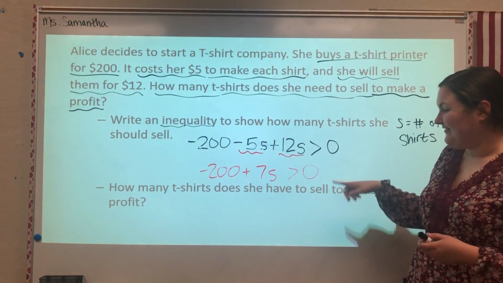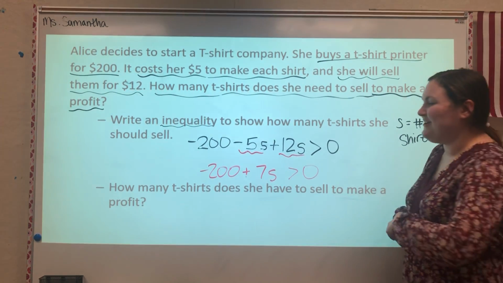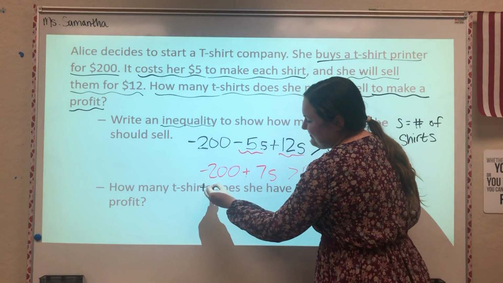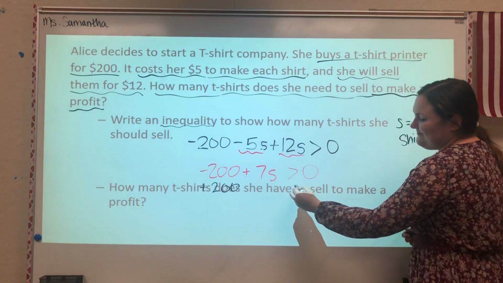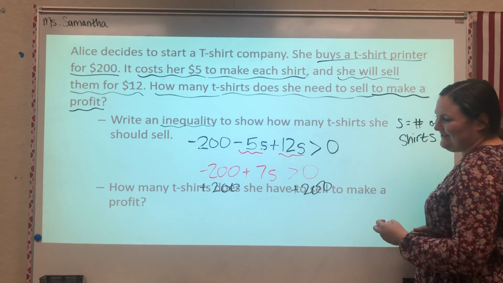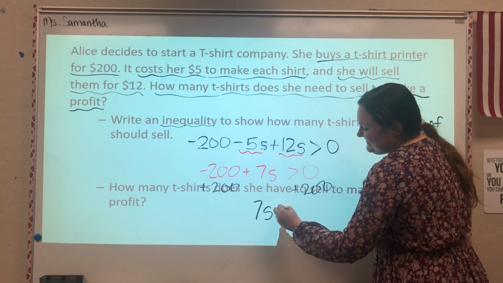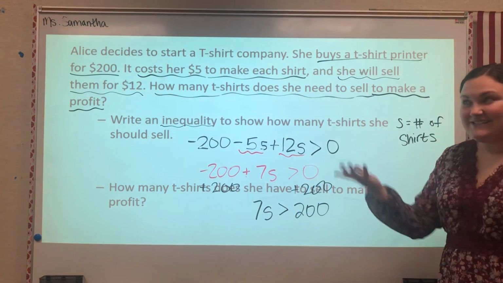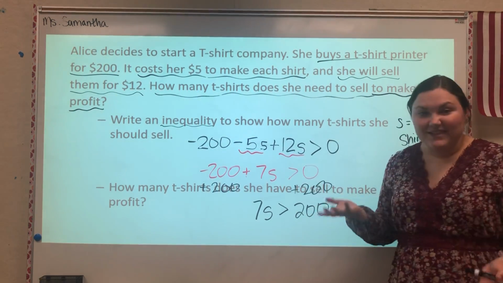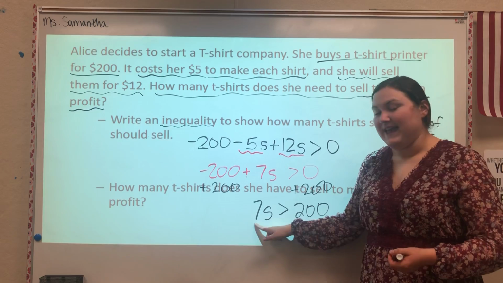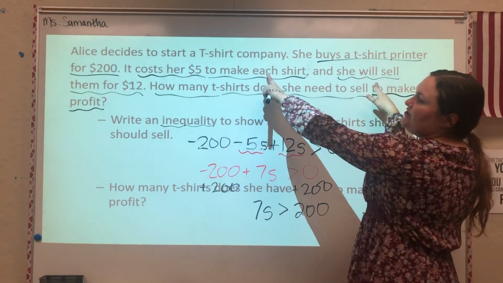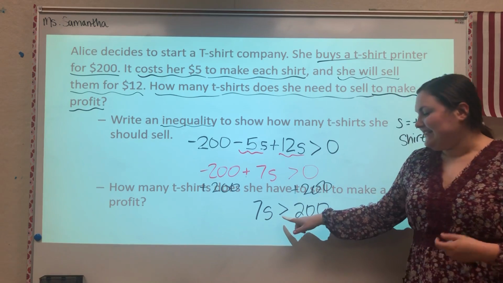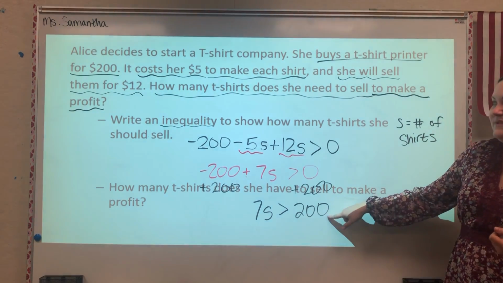Well, you can. The next step to solving this would be bringing that constant over to the other side. So I'm going to go ahead and say plus 200 plus 200. It's going to say 7s is greater than 200. It's saying exactly what we just said. Another way to think of profit is the money you're making, which remember, she ends up making $7 for each shirt. The money you're making needs to be greater than the money you spent.